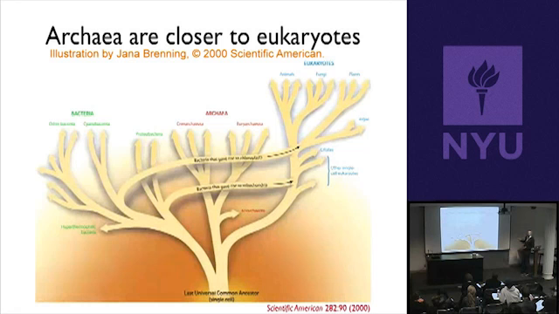Okay? Another way of saying it is going from the bottom, this last universal common ancestor, so the single cell that gave rise to all of life on Earth many billions of years ago. The first branch is a branch that goes to the left to bacteria and to the right to both archaea and eukaryotes. So that says archaea are more closely related to eukaryotes. That's how you read that.